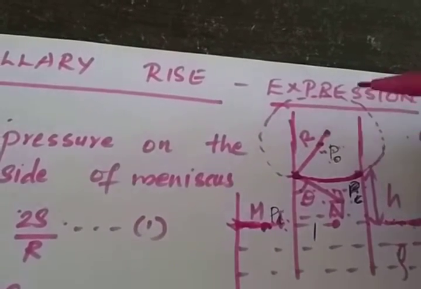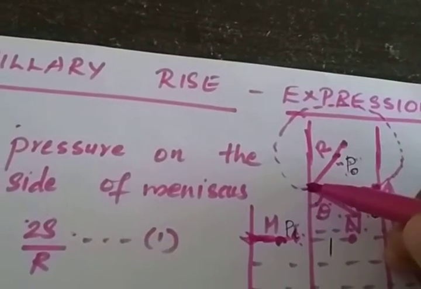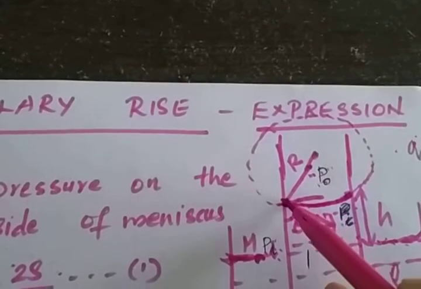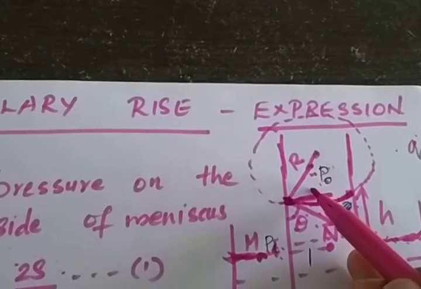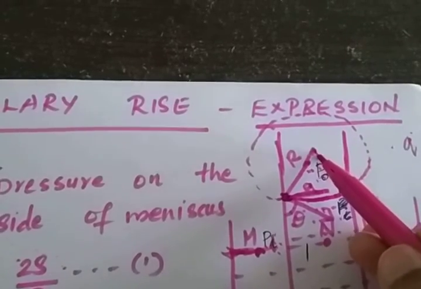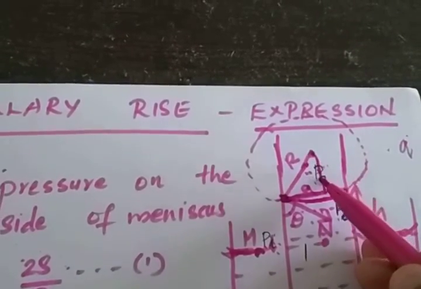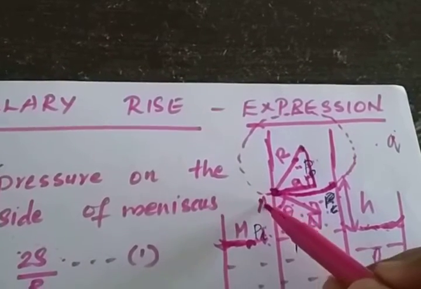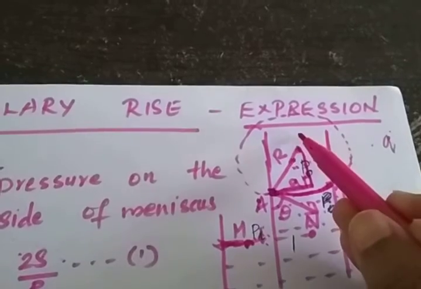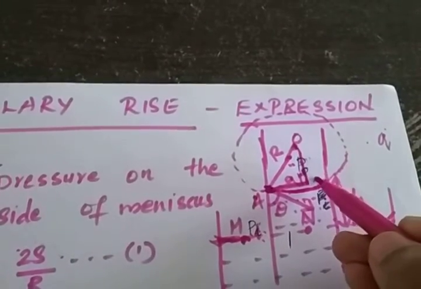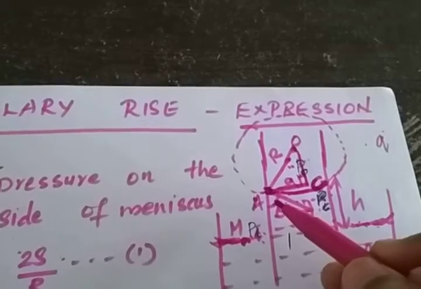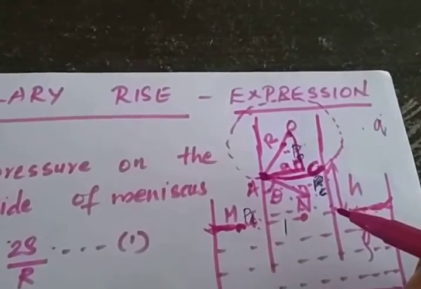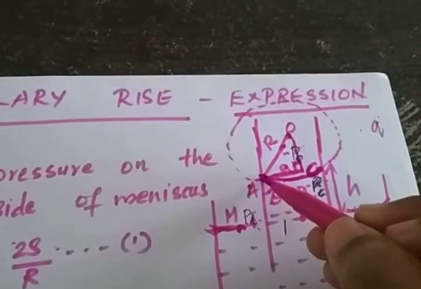Now, I told you that the radius of this capillary tube is small a, isn't it? So this is the radius of the capillary tube, and let it be small a. And if we join these two points, you will get a right angle triangle here. Let the vertices of this right angle triangle be A, the center O, and let this point be C. So here we have got a right angle triangle AOC.